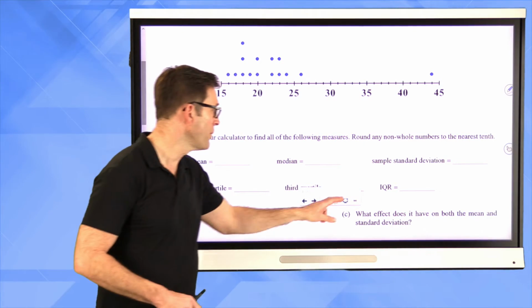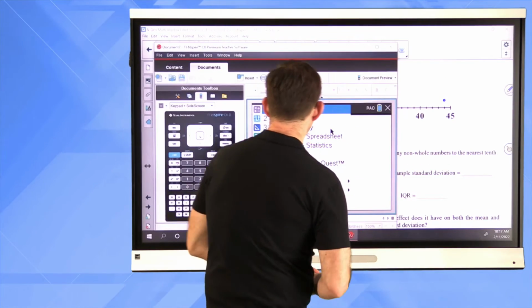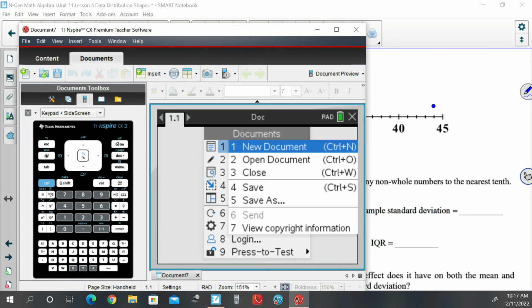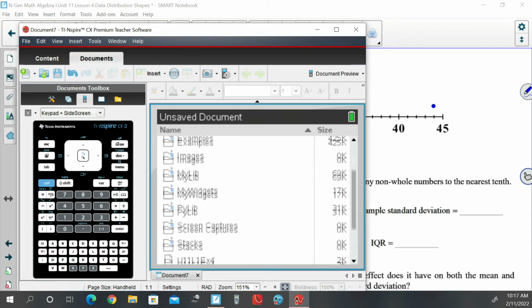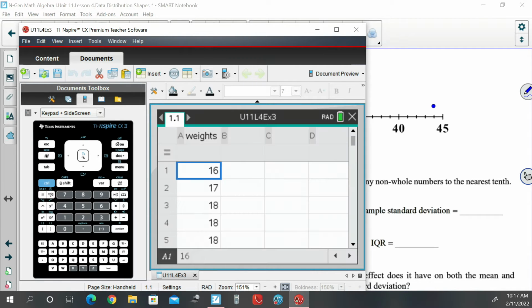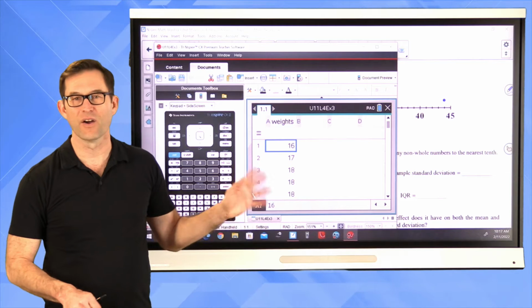All right, well, let me open up my calculator now. I can actually just go in and open it. I've already put it into my calculator previously. All right, there we are. The weights of my tomatoes starting with 16 and going up to 44.